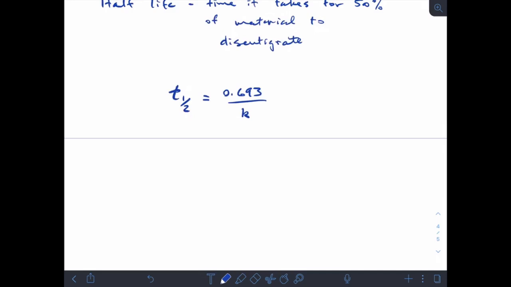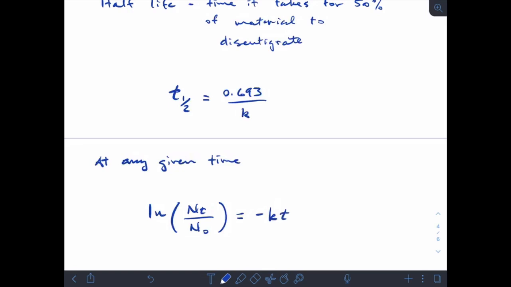So at any given time, we can tell either how much material is left, depending on how much we started with, or vice versa, by the following equation. We have the natural log of n at time t over n at time 0 equals negative kt.